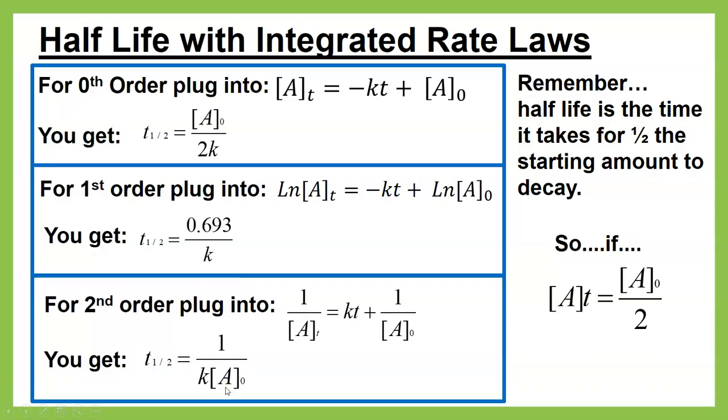So if you ever want to know how long it takes to use up half, you have to know what order you have. You could use method of initial rates if that's possible, or you could graph your data and do your integrated rate law to figure it out, and then you know which half-life to use.